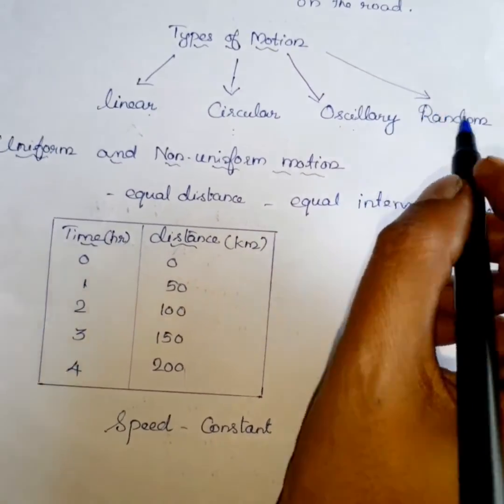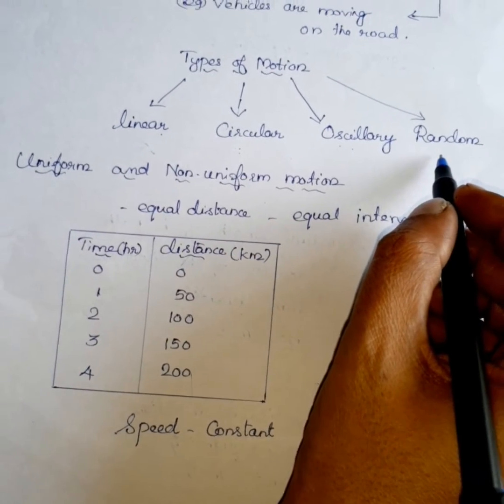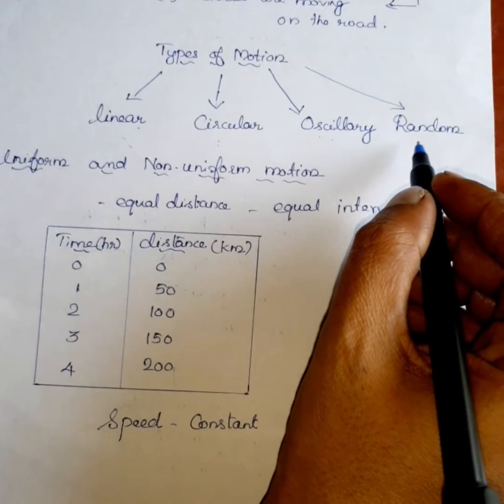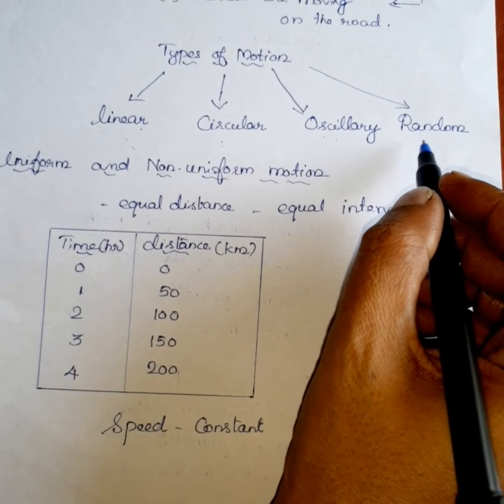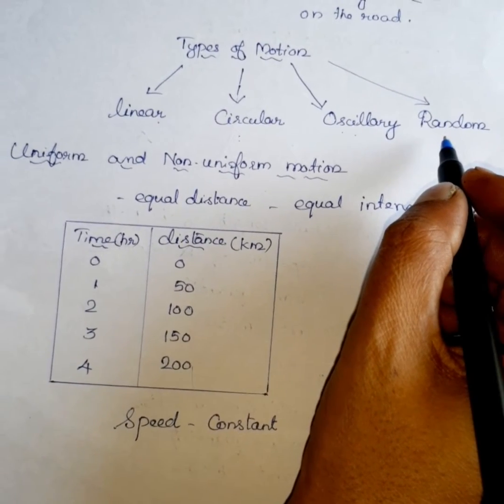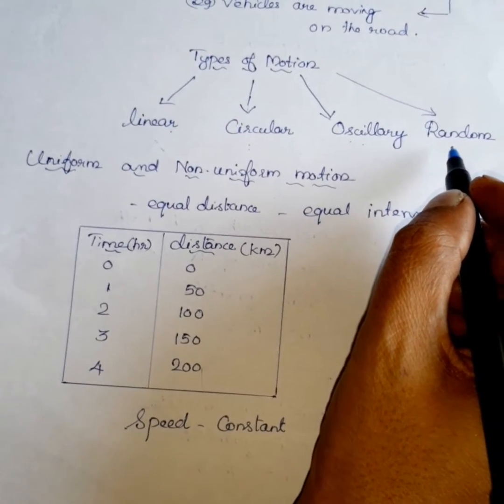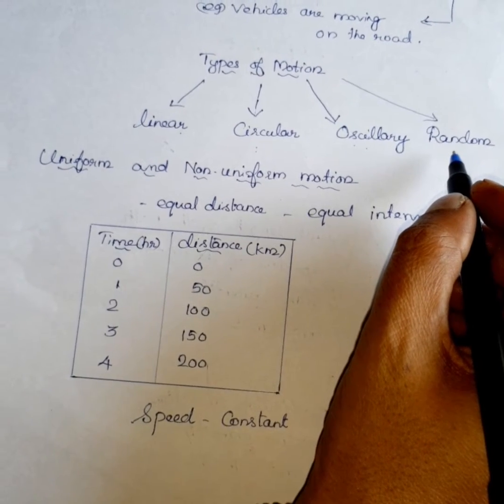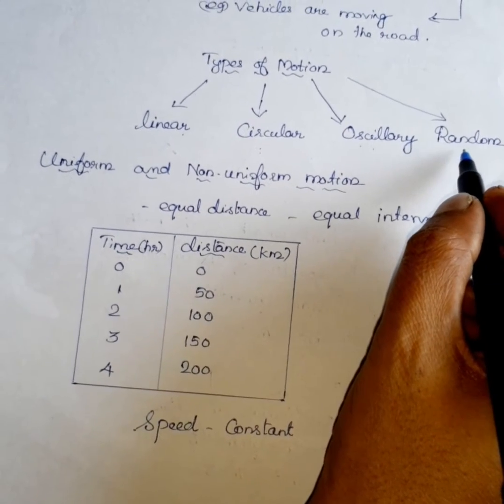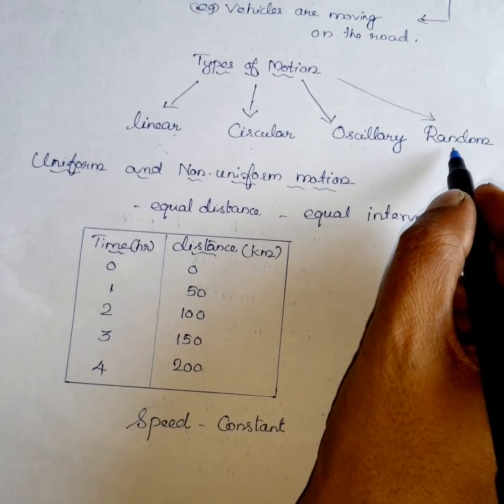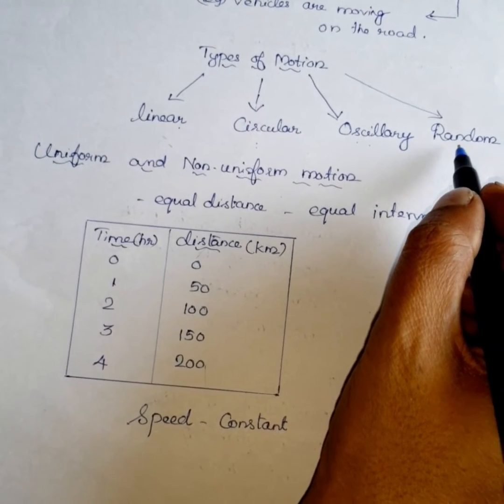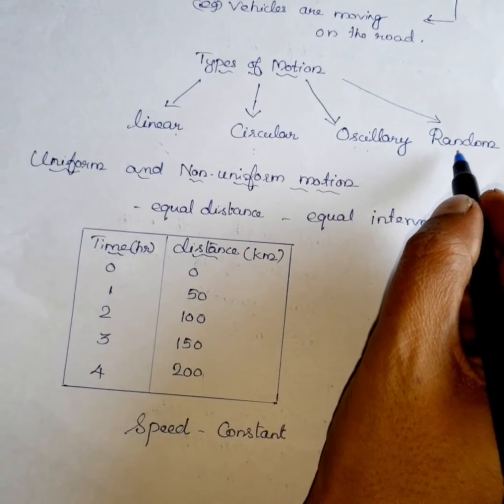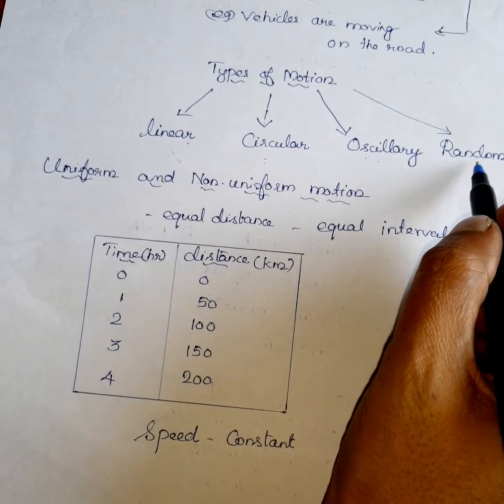Next one, random motion. It moves in a zigzag path. An example is the movement of a fish under water, because the fish moves to any side. It is called random motion.